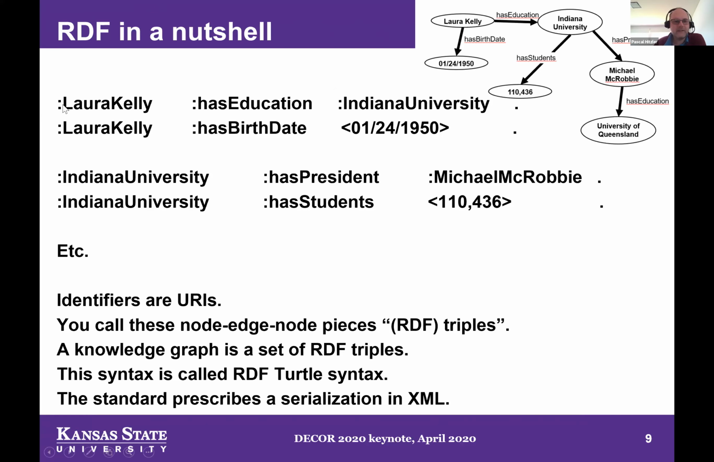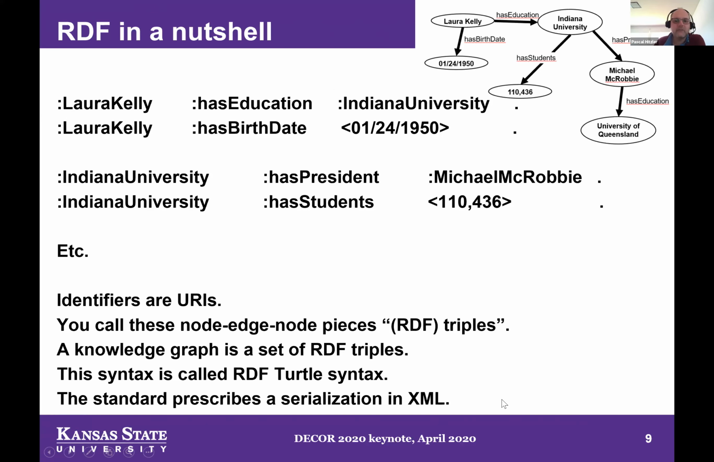Starting with a colon essentially just means that you start with some default namespace, whatever that may be, google.com or something like this. And these edge node pieces are called triples. A knowledge graph in that sense is essentially just a set of triples. And I mentioned already, this syntax is called RDF turtle syntax.